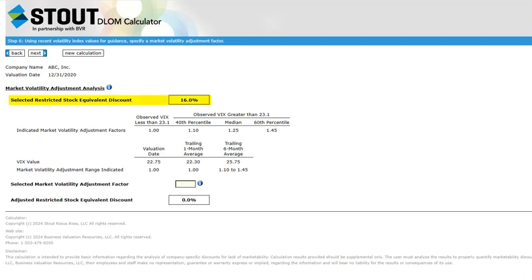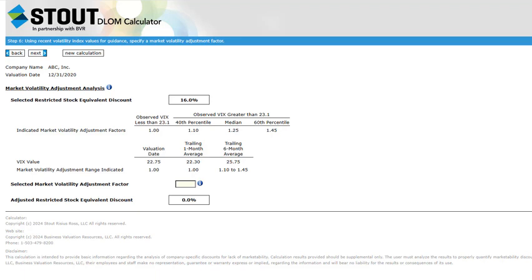Having determined the restricted stock equivalent discount, which is based on the risk characteristics of the subject company, the next step is to determine the appropriate market volatility adjustment in the event that a valuation date occurs within a period of abnormally high market volatility. As discussed in the companion guide, transactions occurring in periods of high market volatility tend to exhibit higher discounts.